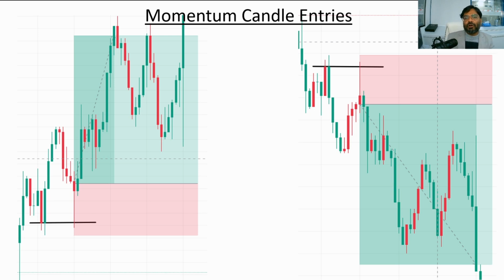Now let's have a look at the momentum candle entries. What are momentum candle entries? It's very interesting. Why? Because these types of candles are all over the structures and people don't know about them.